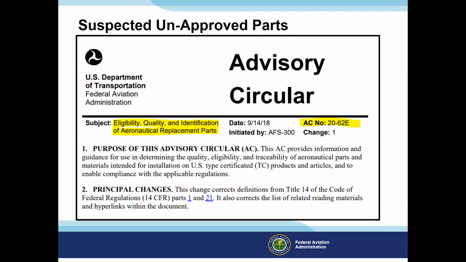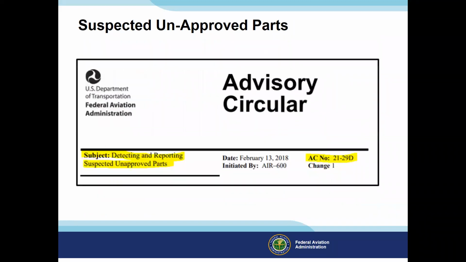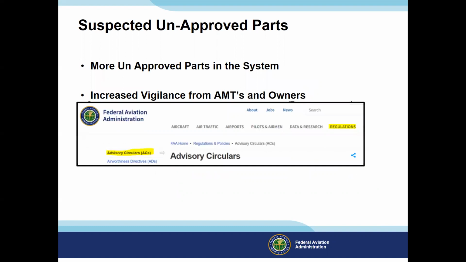And again, there's the AC, which is a really good, well, this is the AC for identifying unapproved parts, and then the AC for detecting and reporting SUPs, suspected unapproved parts, is AC 21-29. And I think it's at revision level D now. And by the way, you can find advisory circulars under FAA.gov under the regulations tab, and then click advisory circulars.